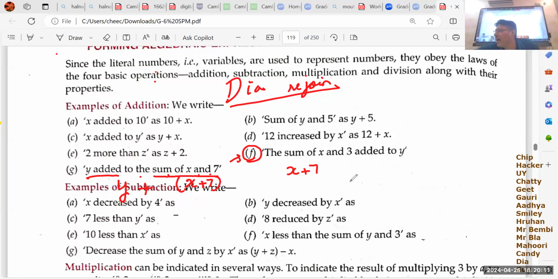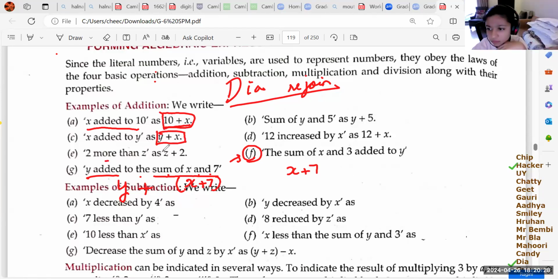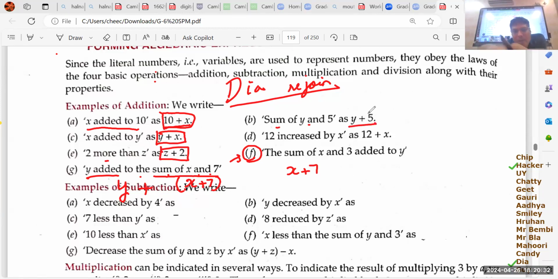Hitansh, you were not in the last class, let me explain to you. x added to 10 is written as 10 plus x. This is the answer. This is called an algebraic expression. x added to y is written as y plus x. 2 more than z is written as z plus 2. Sum of y and 5 is y plus 5.